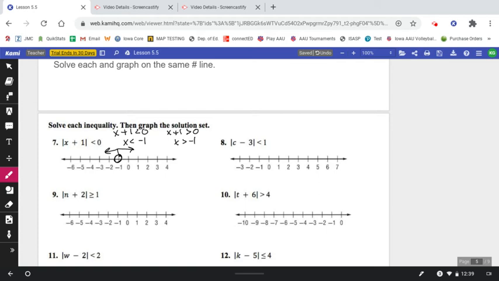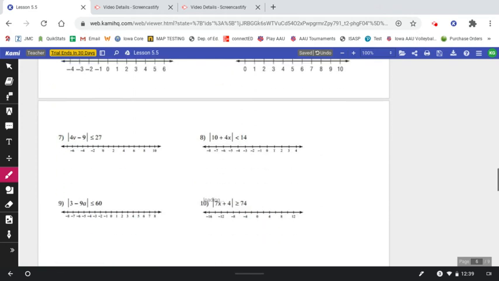Okay, on number 8, the first equation would be c minus 3 is less than 1, or c minus 3 is greater than negative 1. So I add 3 here, and I get c is less than 4. Add 3 here, and I get c is greater than 2. So it's open on 2 and to the right, and open on 4 and to the left.